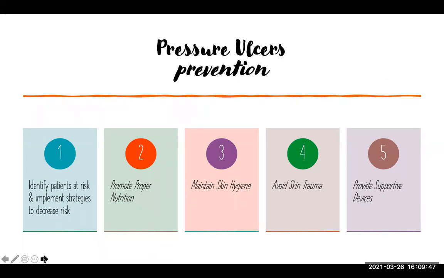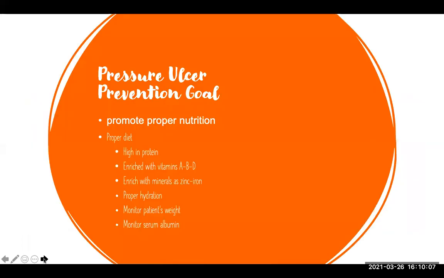So some of those things are involving making sure they have proper nutrition, making sure that their skin hygiene is maintained, avoiding trauma to the skin, and providing supportive devices on their bed, for example. So first, nutrition. So we want to make sure a patient has a high protein, vitamin-rich diet in vitamin A, B, D, and then also in minerals such as zinc and iron.